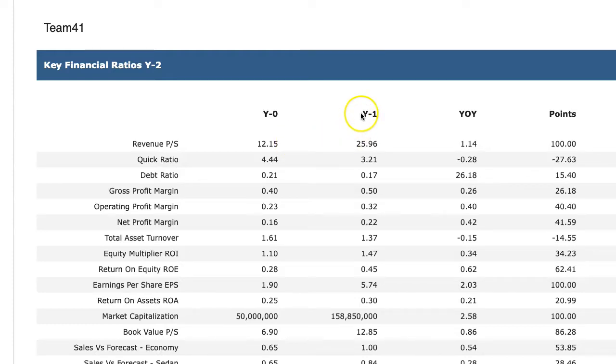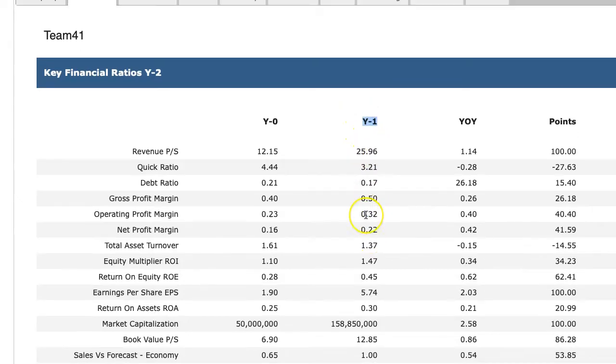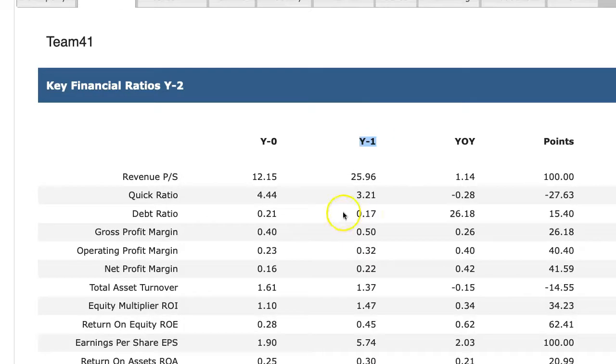Then you were hired and you made your decisions in year dash one, and these are the results of your decisions. For every decision that you increase, so here, revenues per share, that means revenues divided by the amount of shares outstanding, went from $12 per share to $25 per share, or $26 if you round up, and that's a 110% increase. But the maximum points they can earn in any category is 100.